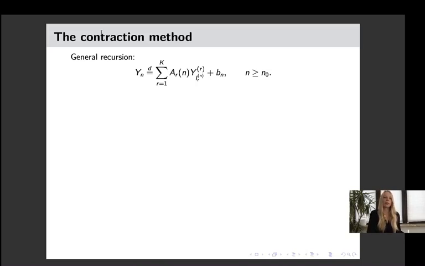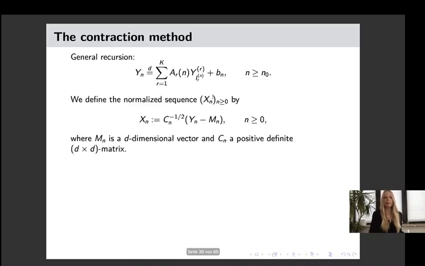The starting point of the contraction method is always this general recursion we've seen before. And then we define the normalized quantities X_n, as shown here, where m_n is a d-dimensional vector and C_n is a positive definite square matrix. So essentially we choose m_n as the mean vector and C_n as the covariance matrix of Y_n, if they exist.